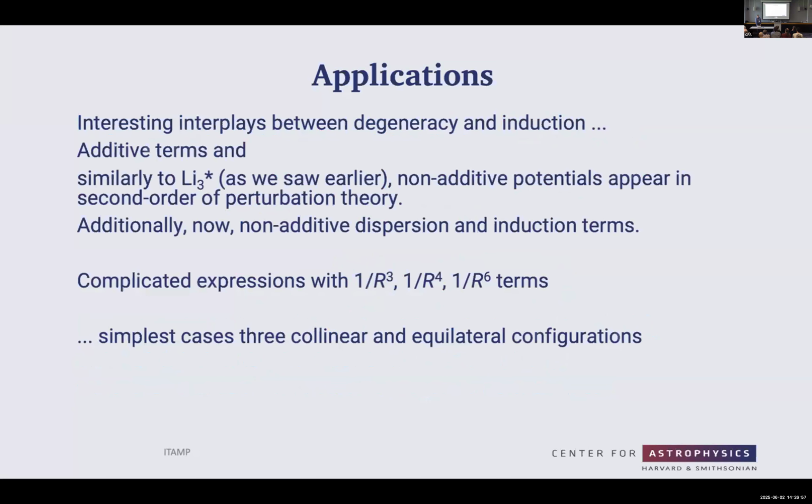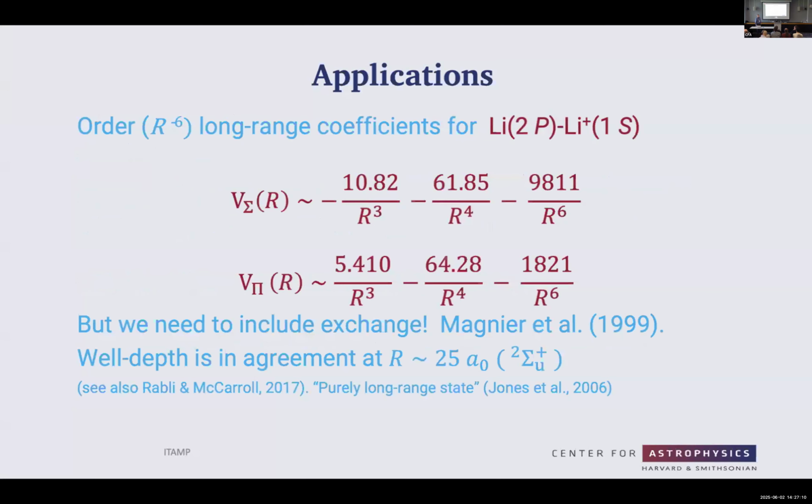Okay, so now, if you look at the whole thing, there are some really interesting interplays here between degeneracy and induction. Yeah, go back. Sorry? The previous slide. You said there is a well depth in agreement at R equal to 25 Bohr radii. These potentials, they're all attractive. So are there repulsive terms? Oh, I see. Yeah, that's a repulsive one. But I see it's pi, yeah, I see. Okay, yeah, I think that's why.